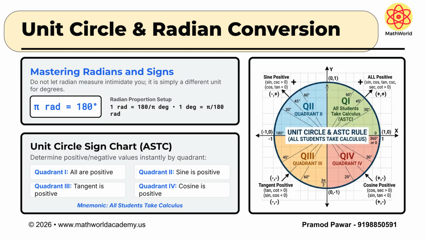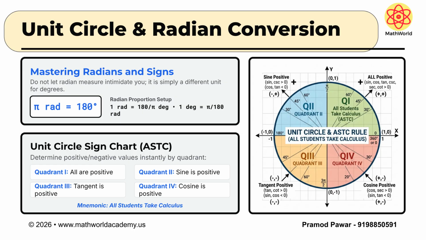All right, let's wrap up with radian conversion and the unit circle. The main formula is pi radians equals 180 degrees. You can use that simple proportion to easily convert back and forth. Now, the entire unit circle isn't heavily tested, but you might need to know the positive and negative signs for each quadrant. Just remember the acronym ASTC.